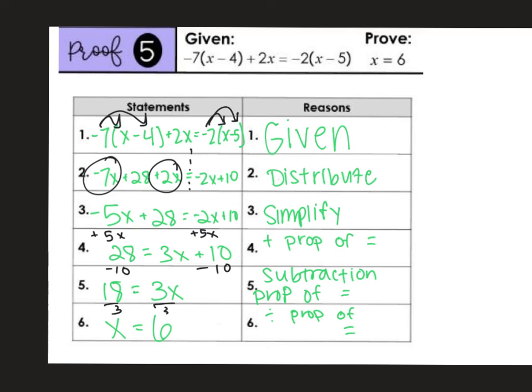That's it for proofs. You just need to take what you're doing and tell me why you're doing it by saying what property. If you have any questions, you know how to get a hold of me.